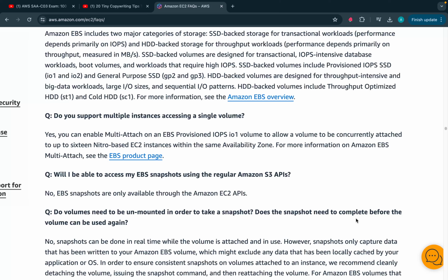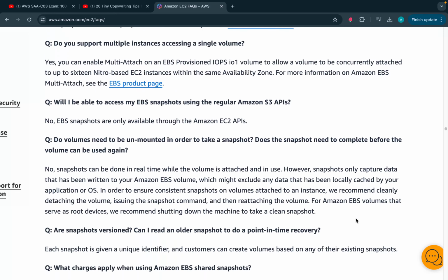Do you support multiple instances accessing a single volume? Yes. You can enable multi-attach on an EBS provisioned IOPS io volume to allow a volume to be concurrently attached to up to 16 Nitro based EC2 instances within the same availability zone. For more information on Amazon EBS multi-attach, see the EBS product page. Will I be able to access my EBS snapshot using regular Amazon S3 APIs? No. EBS snapshots are only available through Amazon EC2 APIs.